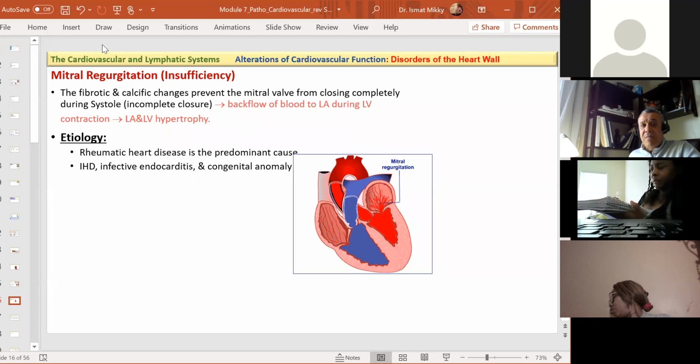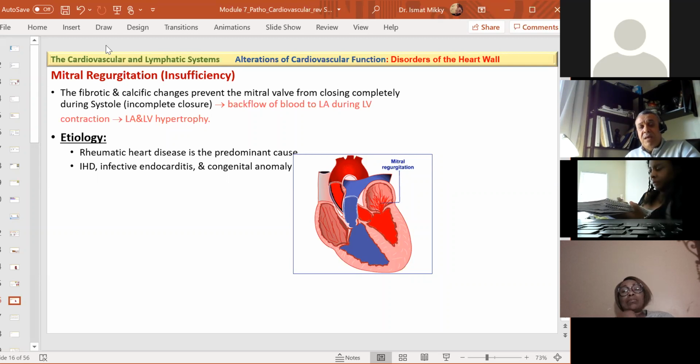The etiologies: we said rheumatic heart disease is the most common, most predominant cause of mitral regurgitation. Others are ischemic heart disease, infective endocarditis, and it could also result from a congenital anomaly.